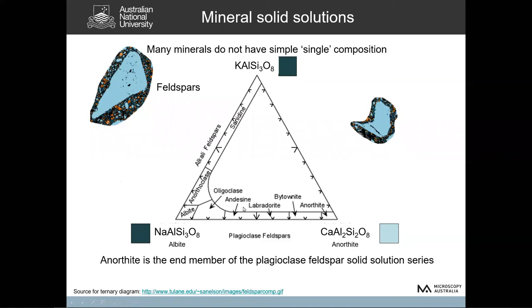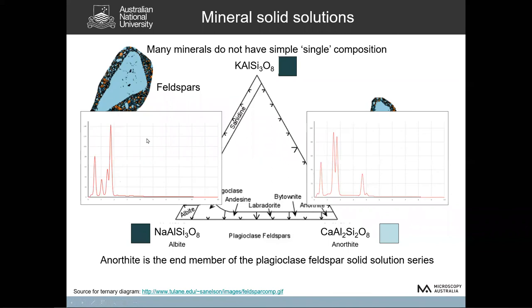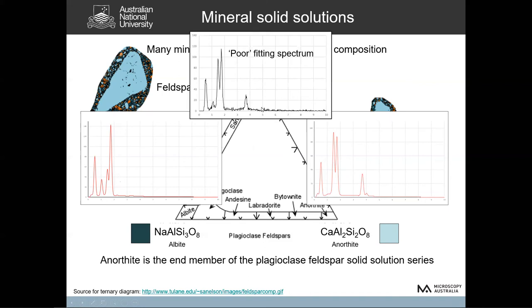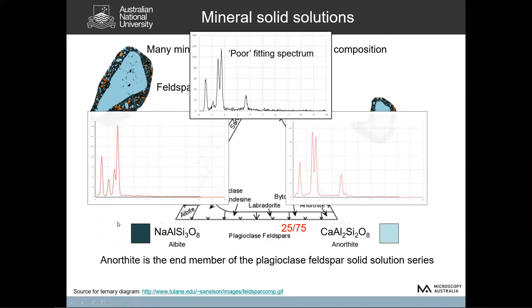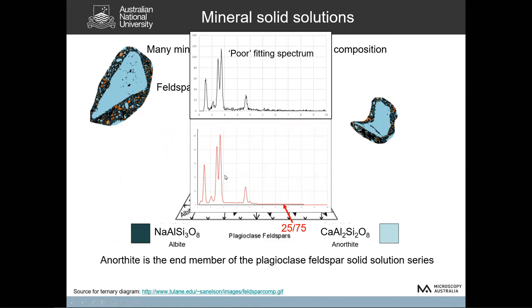So if we now allow the system to create a solid solution by looking at spectra from both end members. So this is a spectrum for albite. This is a spectrum for pure anorthite. If we allow them to mix to actually correspond to the poor fitting spectrum, so if we take 75% anorthite and mix that with 25% albite and then create the mixed spectrum, you can immediately see that we have a much better match to what initially was a poor fitting spectrum.